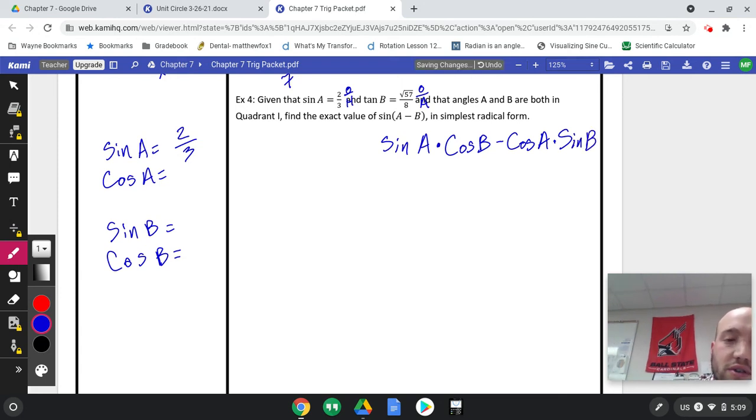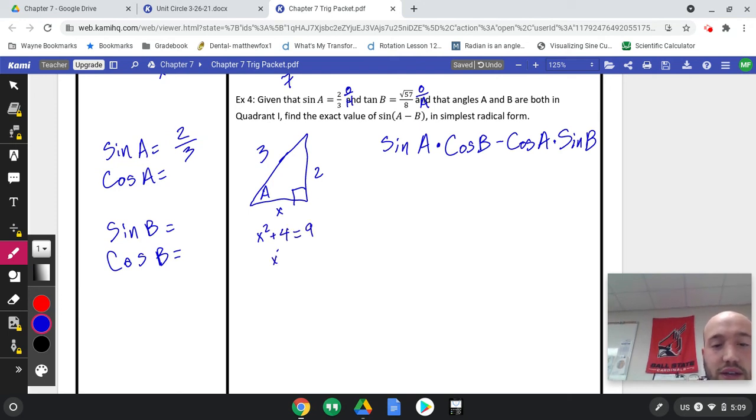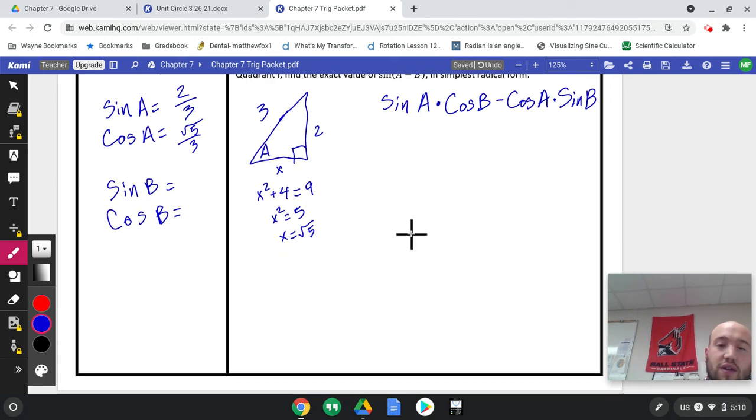Okay, so we draw our triangle. And we know this is a 2, this is a 3, letter A. I need to find what is right there. So x squared plus 2 squared, which gives us 4. I'm going to save some time. 3 squared is 9. Subtract that, so we get x squared equals 5. So x will equal the square root of 5, which means we'll get square root of 5 over 3 here for cosine of A. Okay, our next one, this time they gave us TOA.